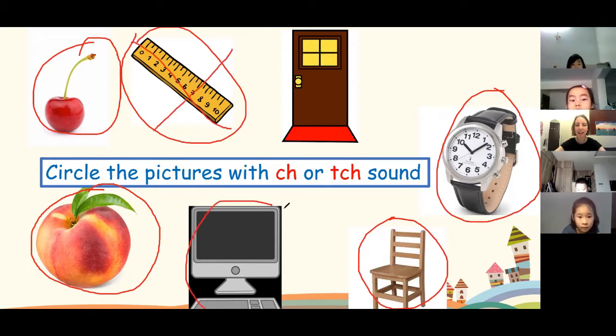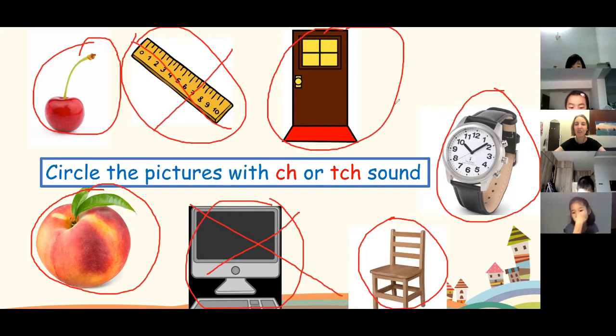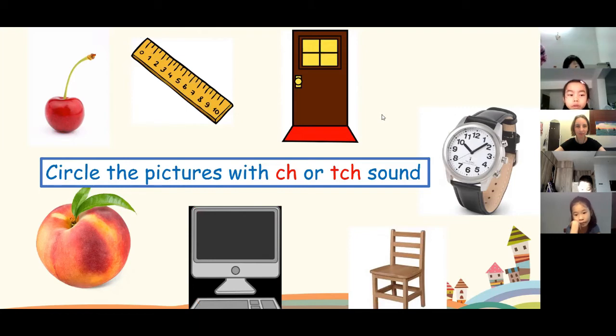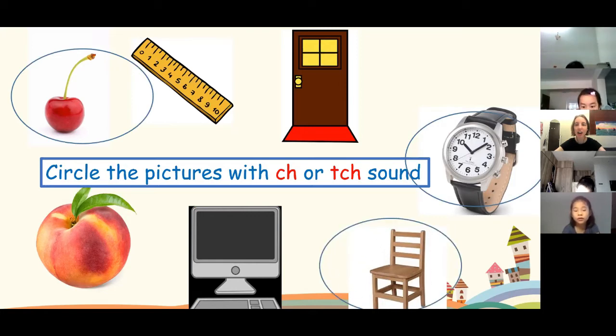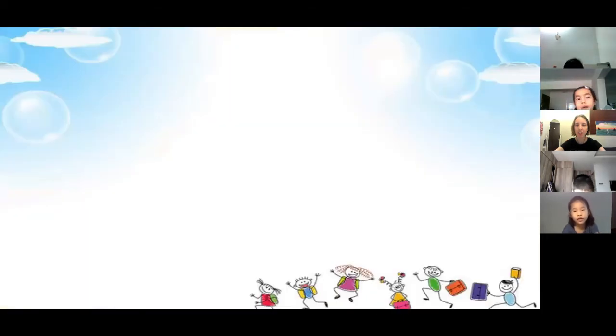And how about this one, Kaimyo? Computer. Does it have ch? No. I put a cross. And the last one, what is this? It is a door. Does it have ch? No. Big cross. Okay. Thank you, Kaimyo. Good job. So my answers are, everyone check here. Cherry, repeat everyone. Watch, watch. And chair, chair. Peach, peach.